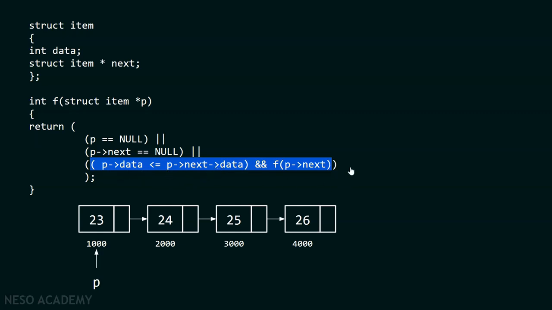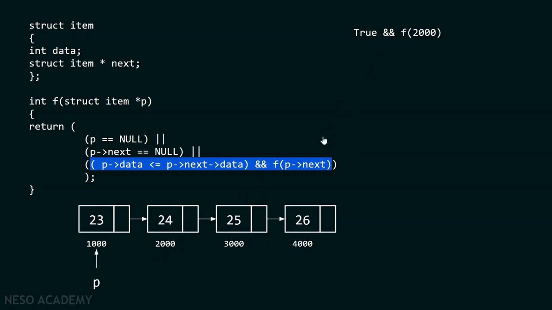Now we can write this whole line of code as true and f of 2000. We can replace this P next by 2000 because we know that P next is actually 2000. That's why I've written these addresses over here. And you can take any address, that doesn't matter.